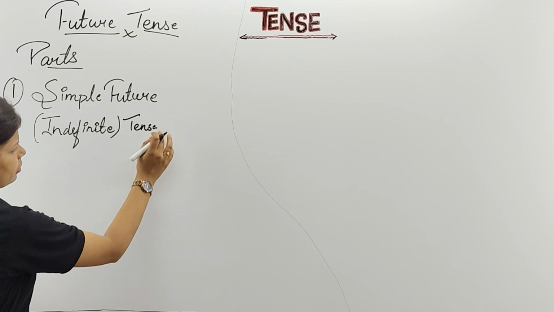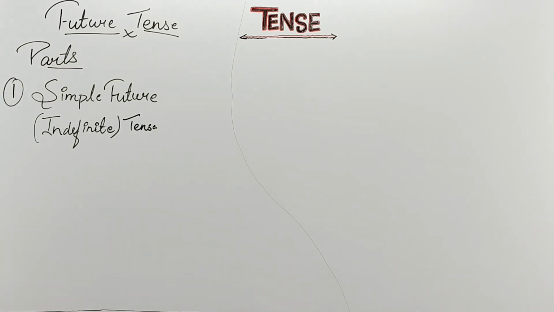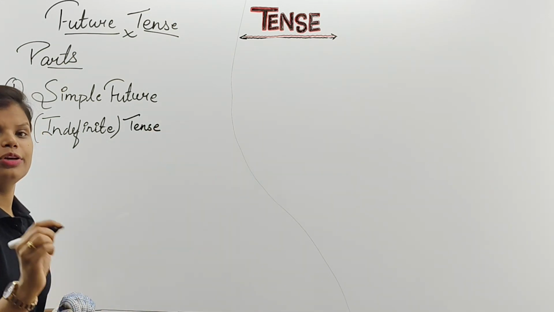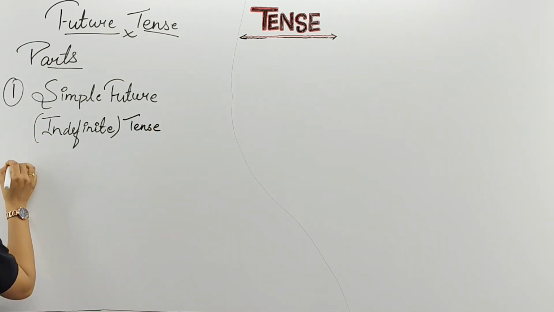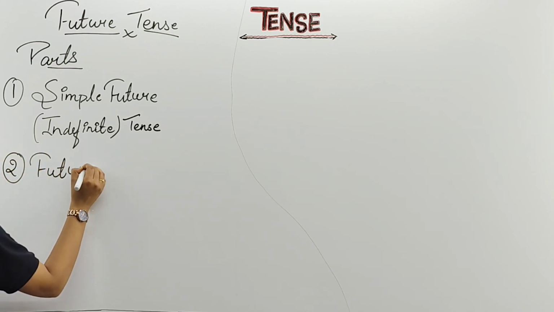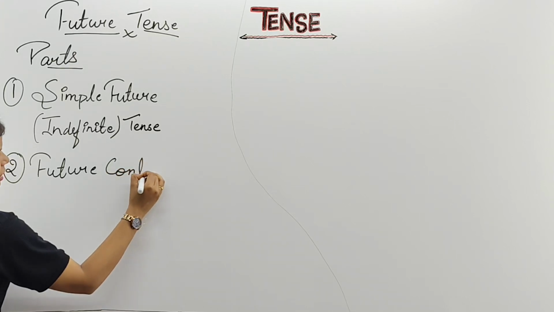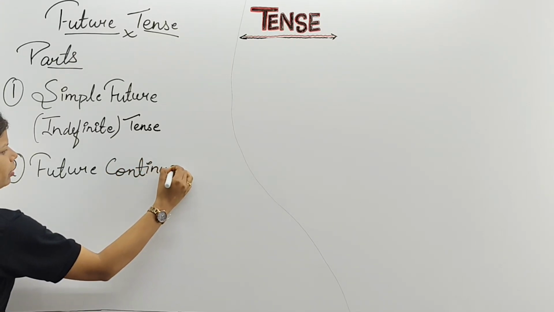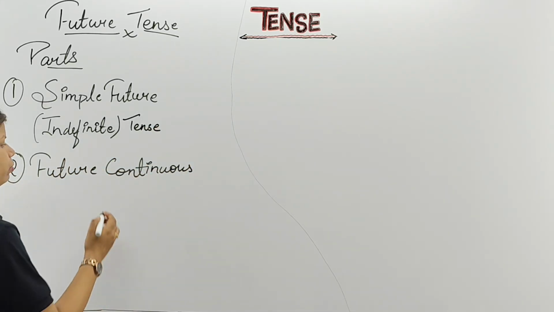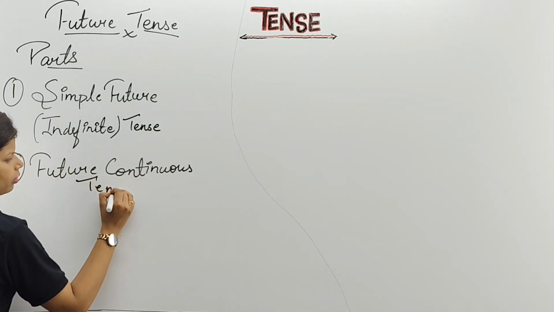I can see the second type of ours is continuous. Which continuous do we have here? We have future continuous tense. That will be our second part. Future continuous tense: a work which is decided but we are not able to do it now, or we will do it later in life, that we deal with in future. Future perfect tense.